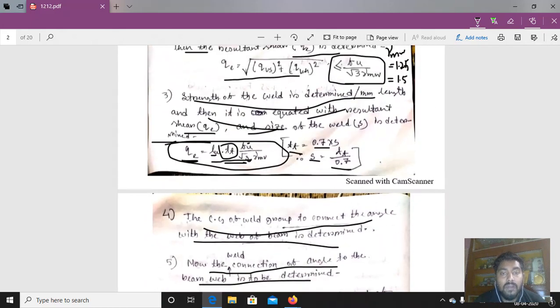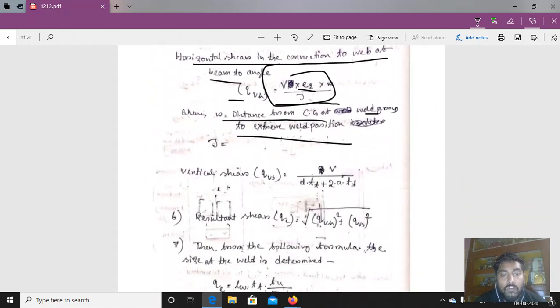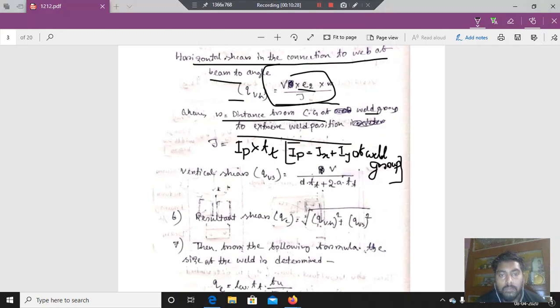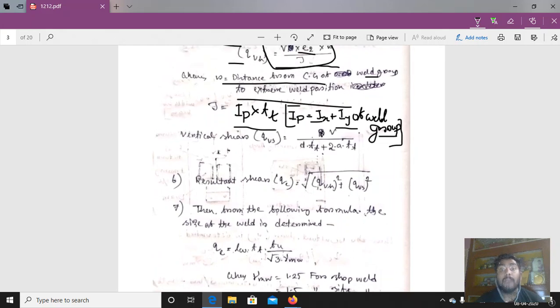Now what is the value of the QVH? QVH equals V into E2 into R. Now J, what is the meaning of J? J equals IP into TT, that is the throat thickness. Now IP we know, IP is equal to IX plus IY of the weld group. So we can determine the IP, that is the IX and IY of the weld group, and TT. That TT we have to find out.